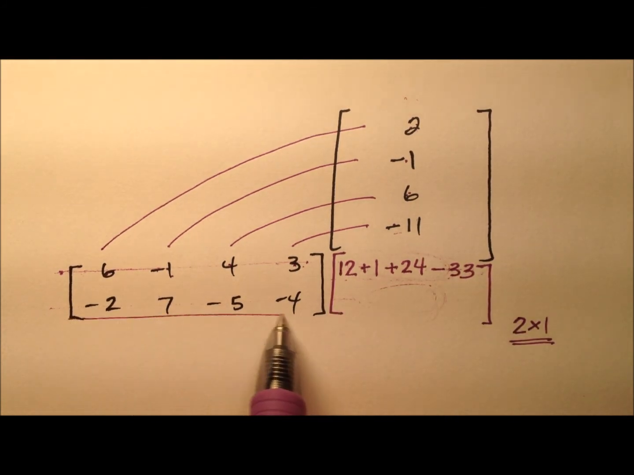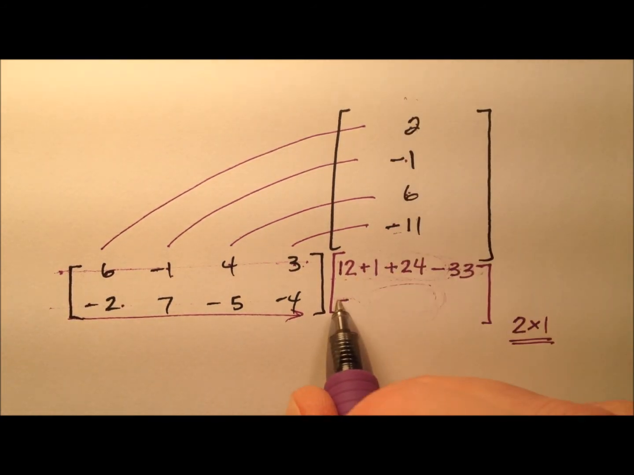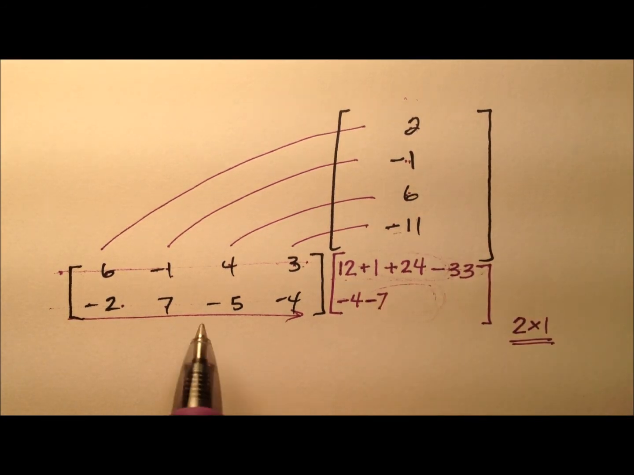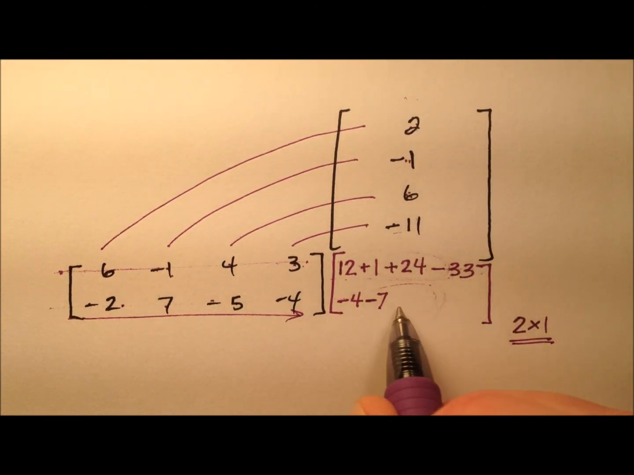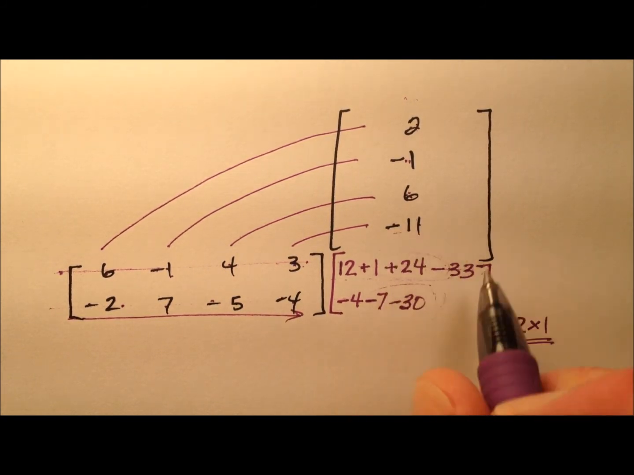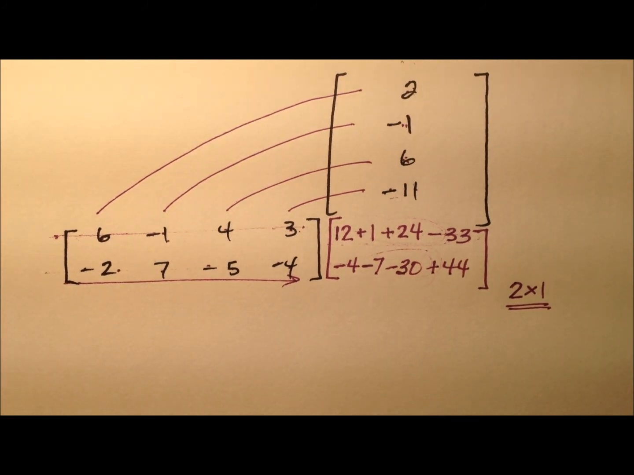So let's come across this last row here in this column. -2 times 2 is -4. 7 times -1 is -7. -5 times 6 is -30. And -4 times -11 is positive 44. So now we're just about done.